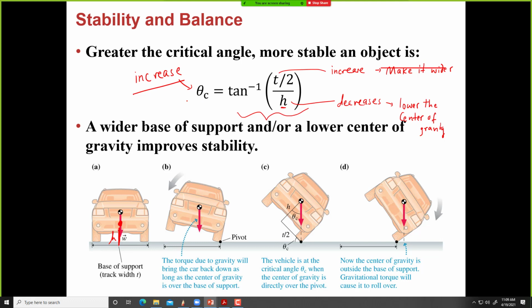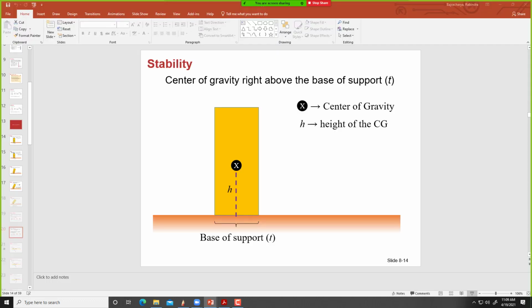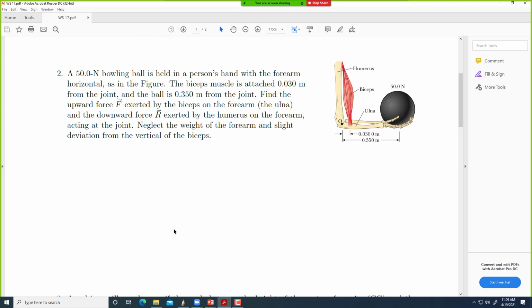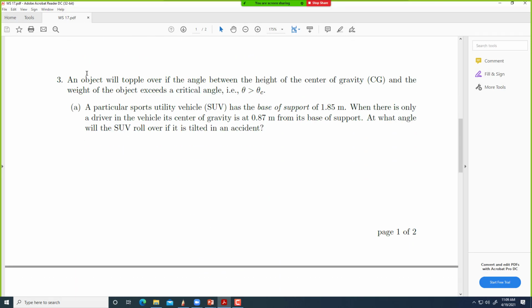Okay. So let's look at this problem that will make this thing even more clear. This is the problem from worksheet 17. An object will topple over if the angle between the height of the center of gravity and weight of the object exceeds the critical angle, which we just saw. A particular sports utility vehicle has the base of support 1.8 meters. Base of support is T.